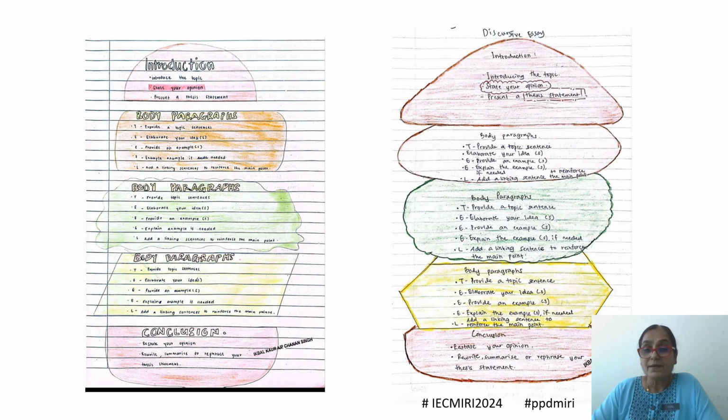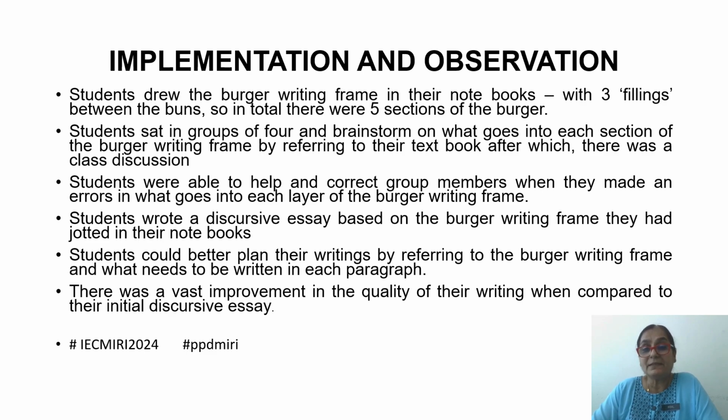So I implemented it, and I also observed as they were doing it. The students drew the burger frame in their notebooks. Of course, they had colors and all that, and initially they sat in groups of 4 and brainstormed on what goes into each section of the burger. This was done by referring to their textbook.